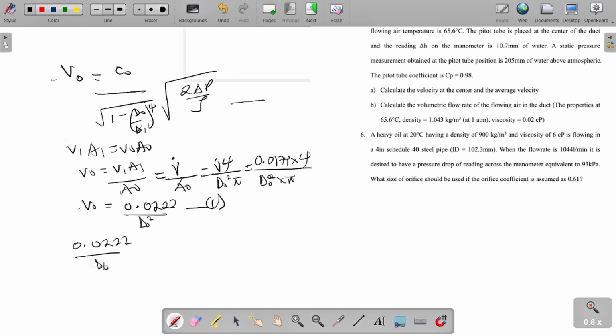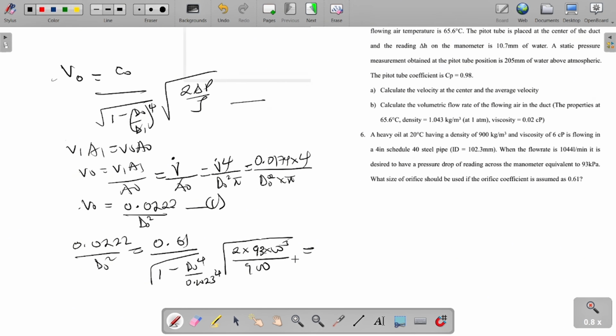If you put it inside, I get 0.0222 divided by D naught squared, and C naught is 0.61 divided by the square root of 1 minus D naught over D1, and I know D1, right? D1 was given as 0.1023. So this to the power 4, this one also to the power 4, then the square root of 2 multiplied by the pressure drop, which was given as 93 kilopascal. So 93 times 10 to the power 3 divided by density, which is 900.